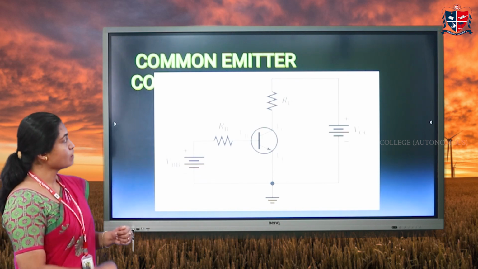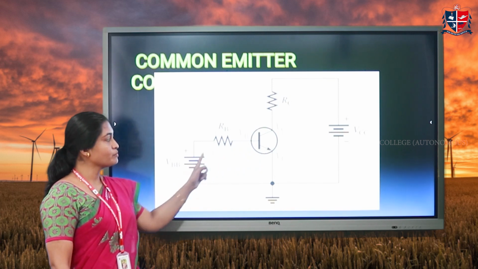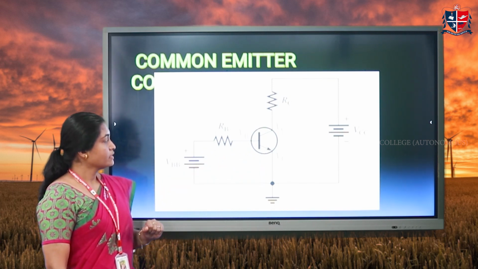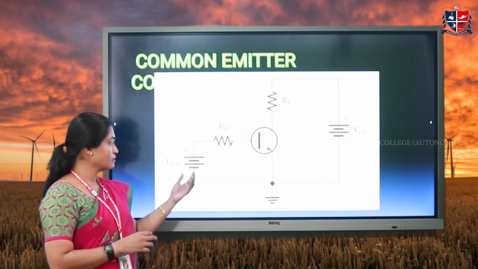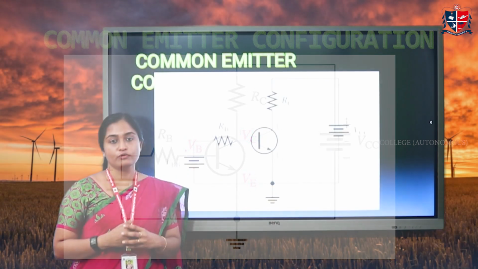In the common emitter configuration, the emitter is common to both base and collector, and there are resistors RC and RB, and there is a voltage source. These resistors and voltage sources will give proper biasing for the transistor.